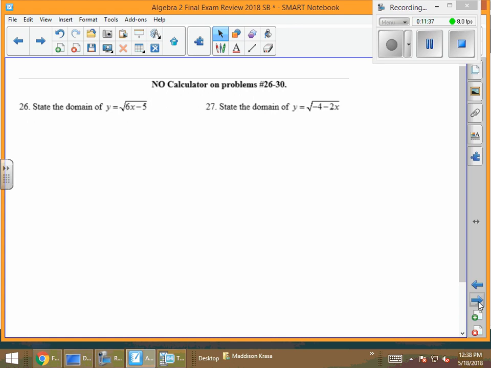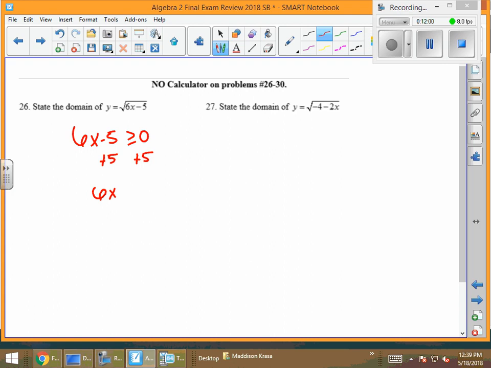And so the first one of those is the domain, solving for the domain. So for this one, we take the inside out. So we're going to go ahead and remove that 6x minus 5, and we're going to make it greater than or equal to 0. And then we just get x by itself. So we're going to add 5 to both sides. And then we're going to divide by 6.